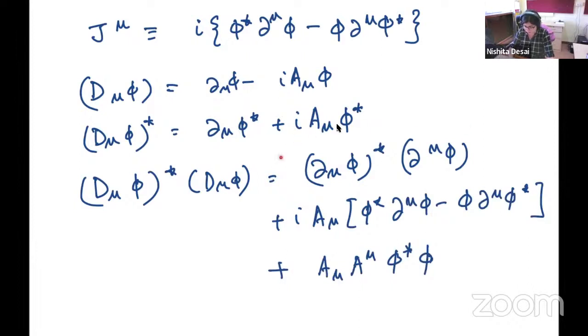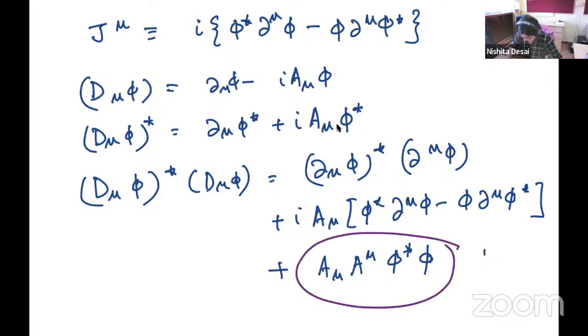So the first term is quite obvious. The second term looks like A mu j mu, which is also as expected. j mu is the current, right? And then you have this extra term, which we don't yet know what to do with, but keep an eye on this. So this will be important very soon. Okay. So let's just mark it.